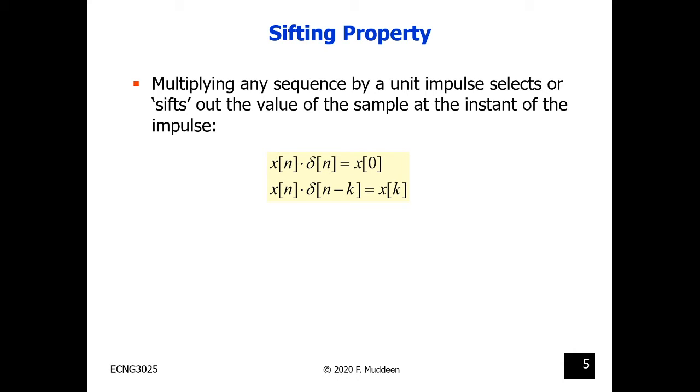However, if we want to extract a k index value, where k could be 1, 2, 3, or minus 1, minus 2, minus 3, and so forth, we need to shift the unit impulse accordingly in order to do this extraction. So this is where we use the shifting property of the unit impulse, delta of n minus k, and we multiply by an arbitrary signal to get that instantaneous value at that k index.